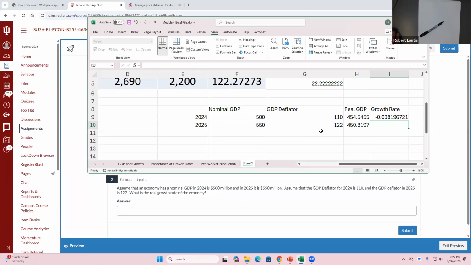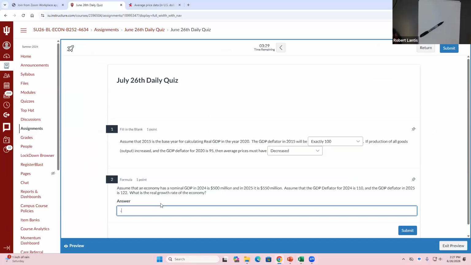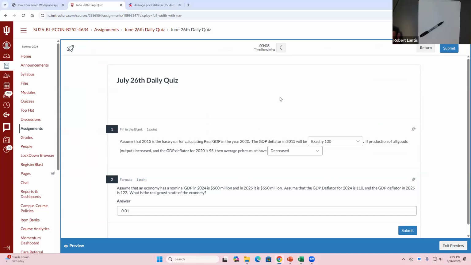Let me make sure I had these values in here correct. We took nominal over the GDP deflator, nominal over the GDP deflator. Yeah, so we should have negative 0.01 here. We round to that second decimal. Now, if I wanted it as a percentage, then all I would do is multiply that by 100. Okay. Any questions on this idea before we keep moving?